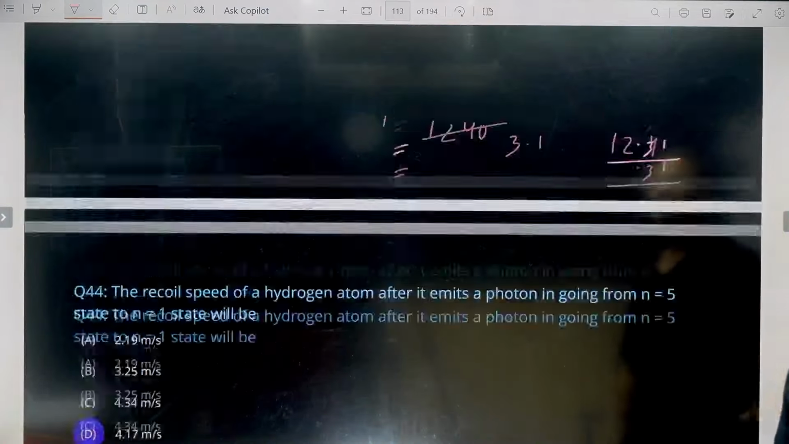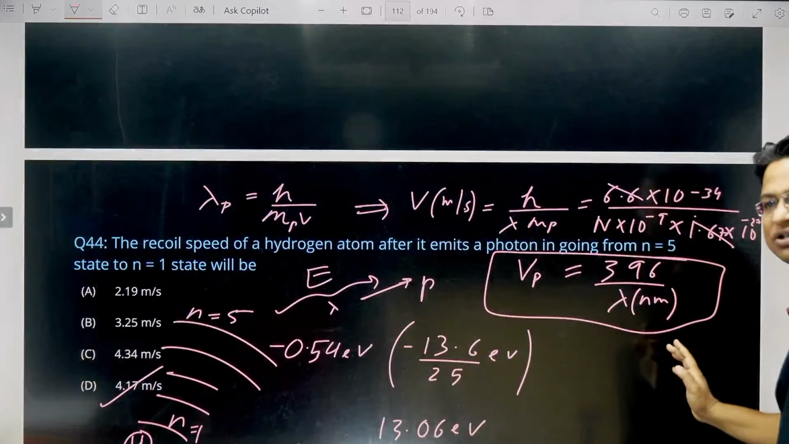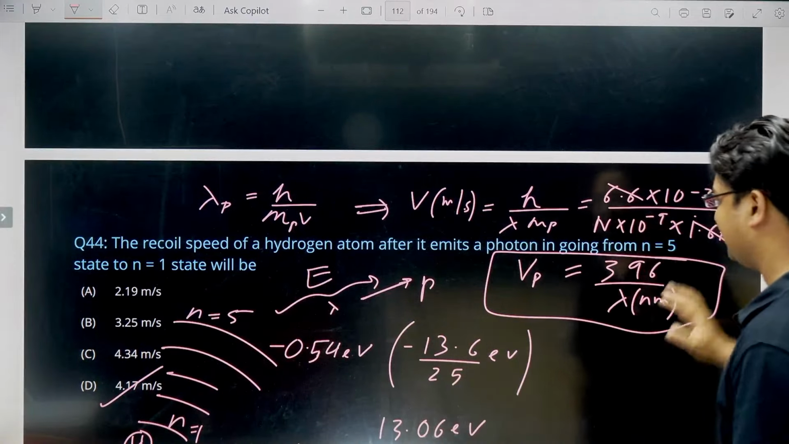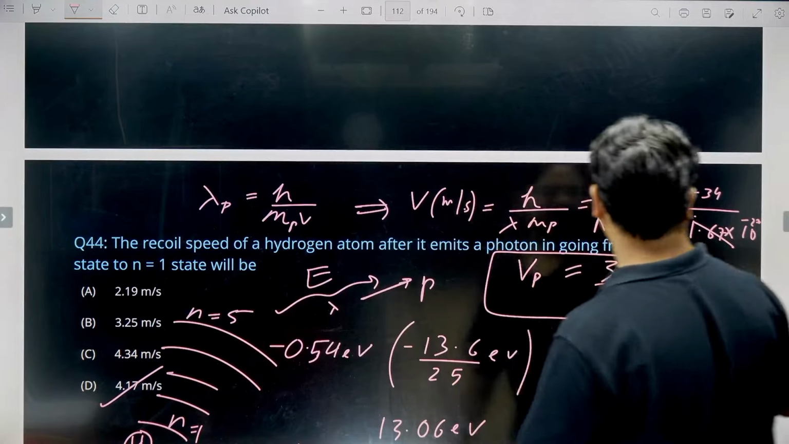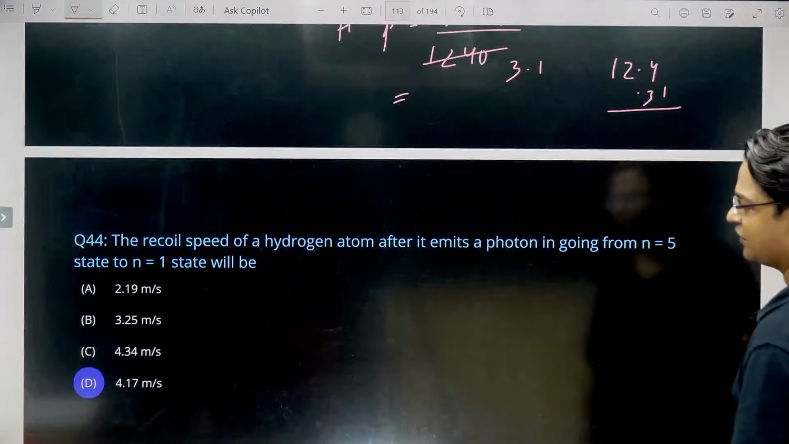All right, again, you want to remember this formula, your choice. You don't want to do it, your choice. But I believe that in modern physics, there are some formulas, there are conversion factors. If you remember those, then you certainly have a chance of saving a lot of time.